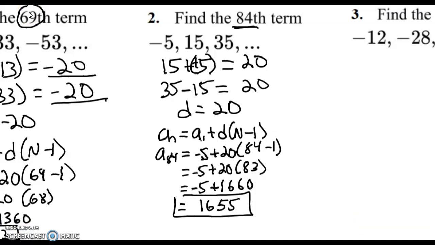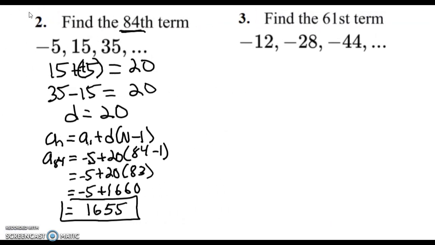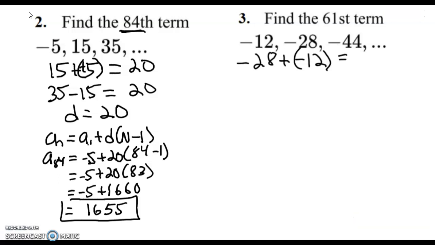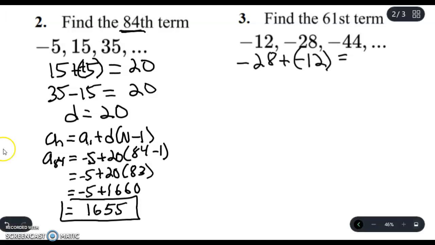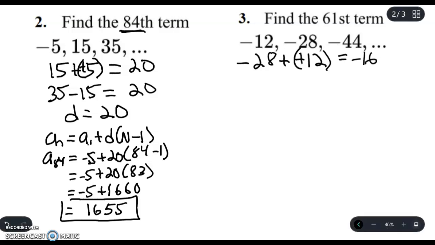All right, let's take a look at one more. So it says find the 61st term, and we're going to start off by finding the common difference. So we're doing negative 28 minus negative 12, the second minus the first. When we do that, we do same change change. All right, so once we do that, we end up with negative 16.